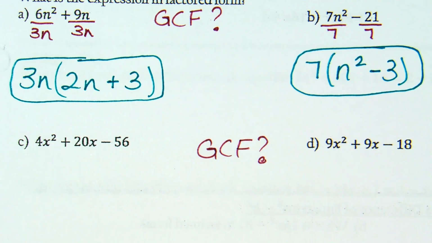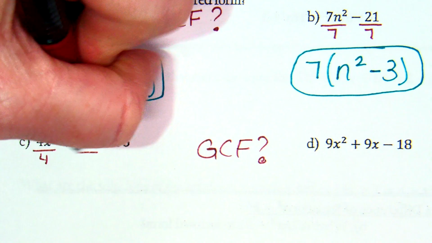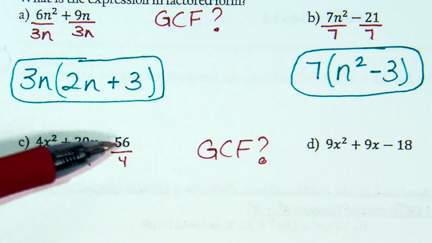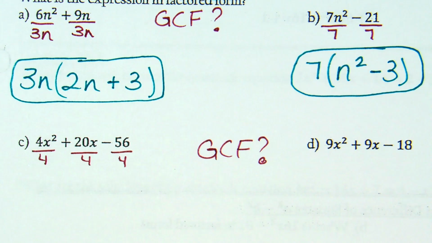So they all divide by 2. We can agree, yes? Because they're all even. I know that 4 and 20 both divide by 4, so it's worth a check. Does 56 divide by 4? Yes, and it does. So that makes my GCF 4. What about a variable? No, because 56 has no variable. So 4 is going to go out front.